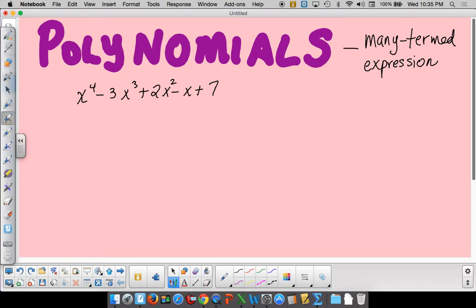But 5x to the ninth is also a polynomial. Or those lovely binomials we work with all the time. 2x plus 7 is a polynomial. So polynomials can be many types of things, but however, there is one key thing they must have. Polynomials always have powers which are whole numbers. So you can't have a negative power, you can't have a fraction power, it's always a whole number.